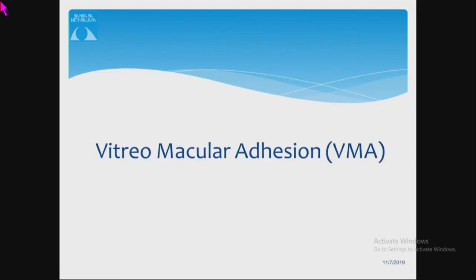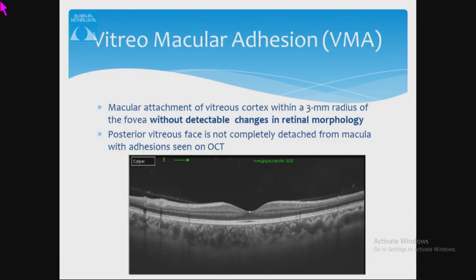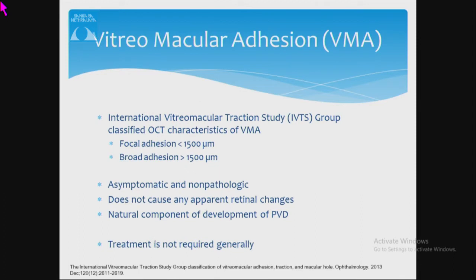So first of all, vitreomacular adhesion. The IVTS had defined VMA as macular attachment of the vitreous cortex within 3 mm radius of the fovea without any detectable changes in the retinal morphology. The posterior vitreous face is not completely detached from the macula. The IVTS study group had classified it on the basis of OCT as focal and broad adhesion. The focal adhesion is less than 1500 microns and the broad adhesion is more than 1500 microns.